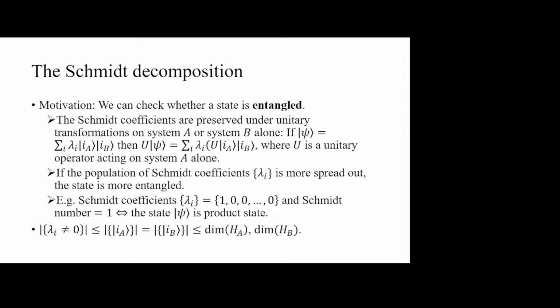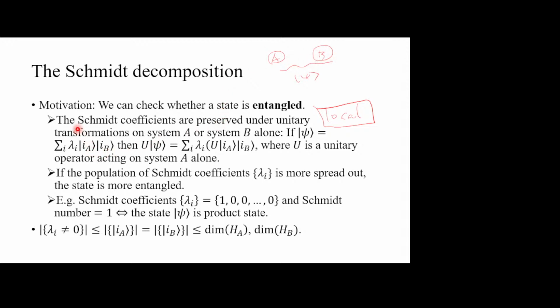So the logic here is a bit convoluted. Once again, we have A and B. They share some pure entangled state psi, and we want to see how entangled it is. And we know entanglement is a global property. Entanglement is something you can only tell when you have both part A and part B.